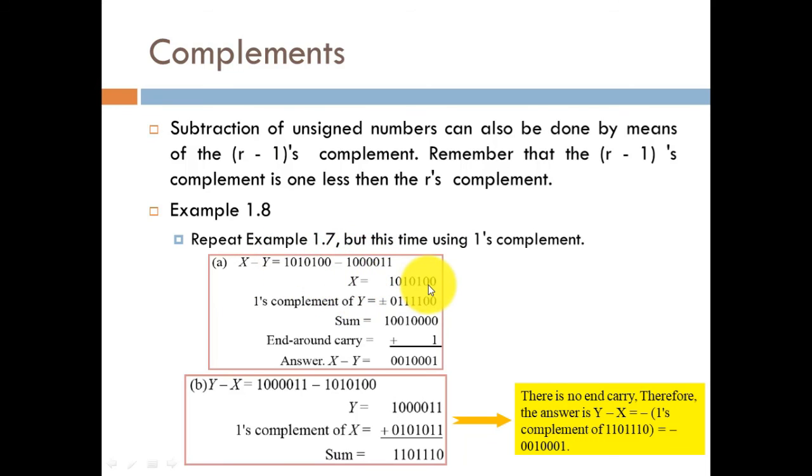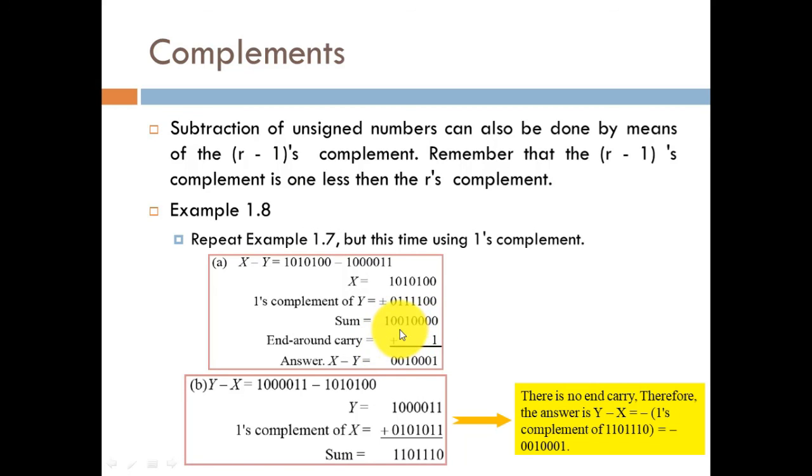So x would have been represented as this, and for the 1's complement of y, we just simply need to invert the numbers. For 1 we have to write 0, and for 0 we have to write 1. So this is representing the 1's complement of y. We basically have to add this complement to x. So we are left with this particular sum, that is 1 0 0 1 0 1 0.